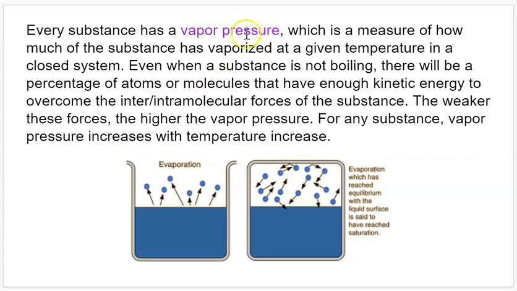So the vapor pressure is a measure of how much of the substance is able to do that and become vaporized. And things that have higher vapor pressure are usually going to be things that have weaker forces holding them together.